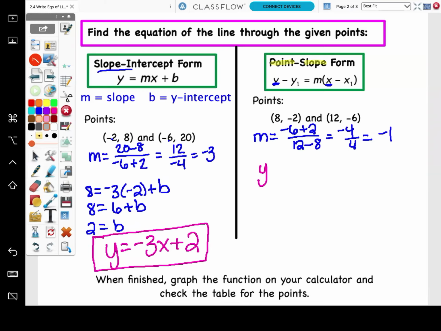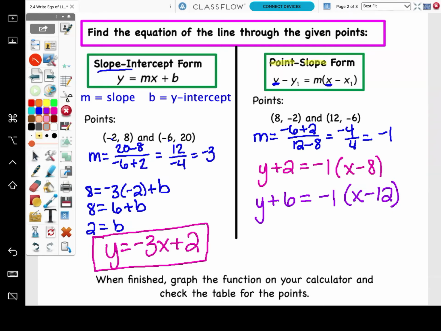So let's write it. I'm going to use the first point, so y plus 2 is equal to negative 1 times x minus 8. That is one possible answer in point-slope form. Another one, somebody else might decide that they want to use the second point, which would be y plus 6 equals negative 1 times x minus 12.